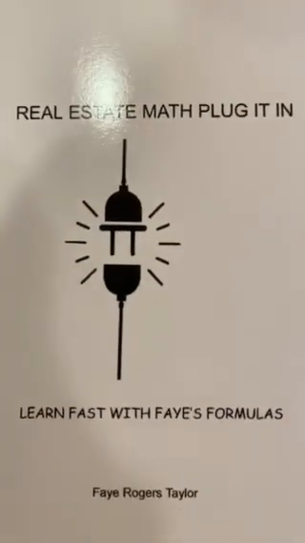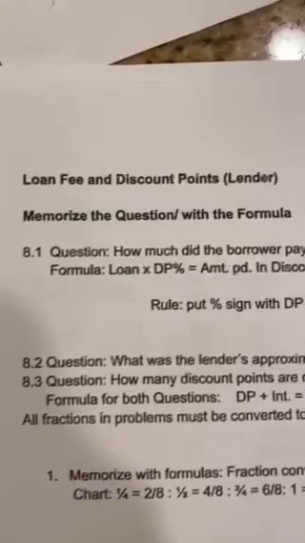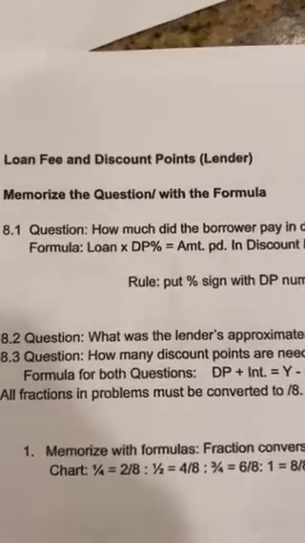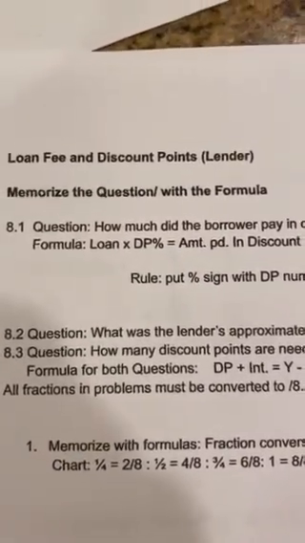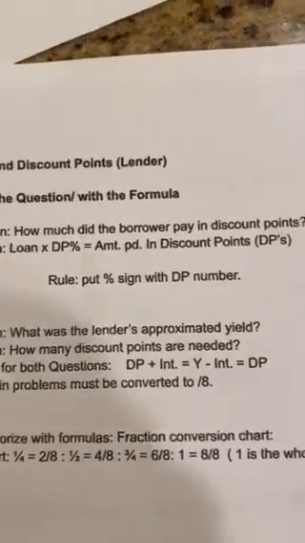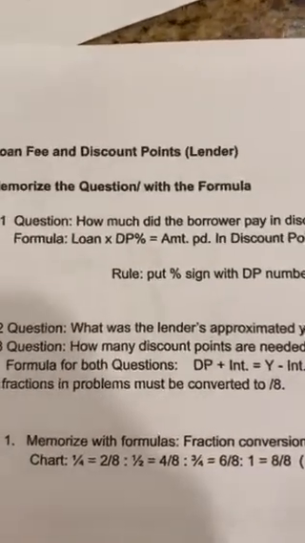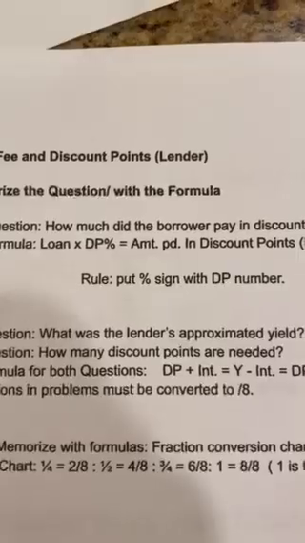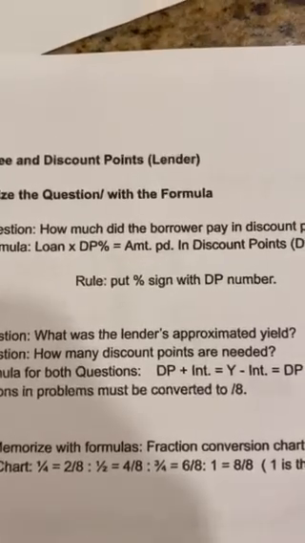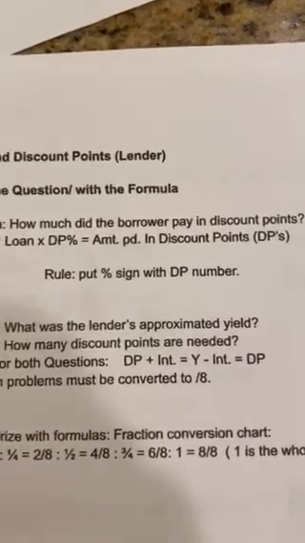Real estate math, plug it in. Learn fast with base formulas. Today we're going to review discount points and loan fees. The question: how much did the borrower pay in discount points? The formula: loan times discount point percentage equals amount paid in discount points.